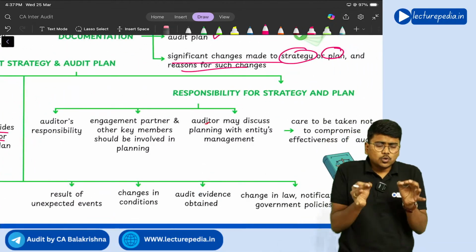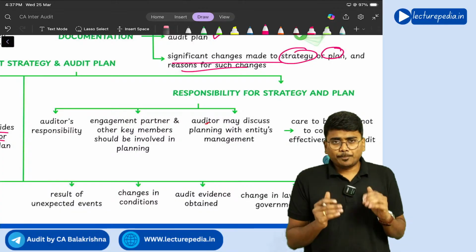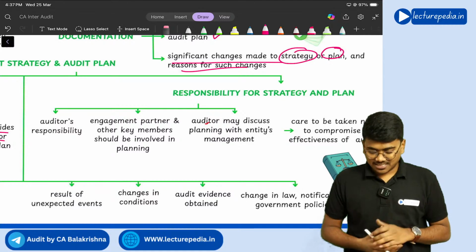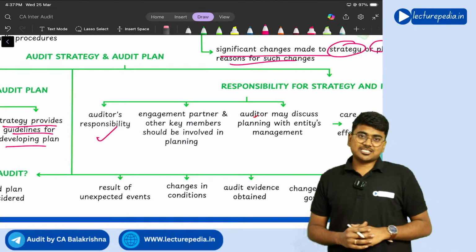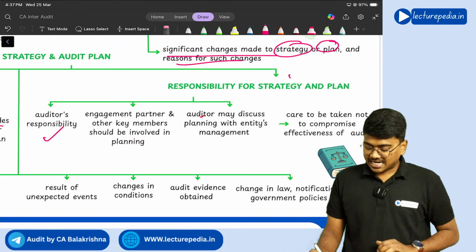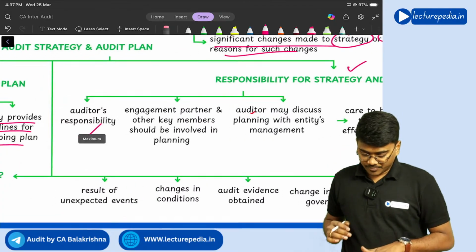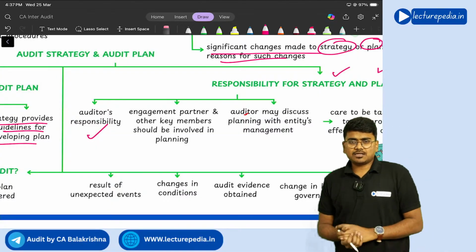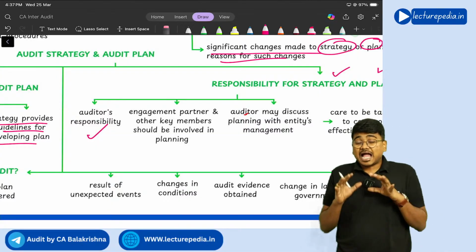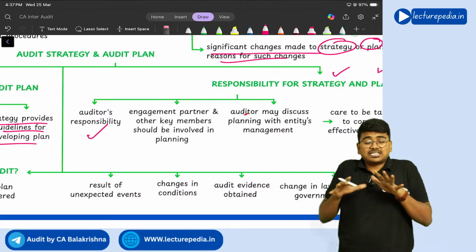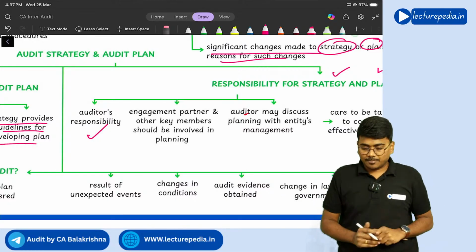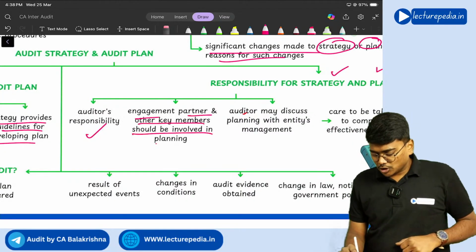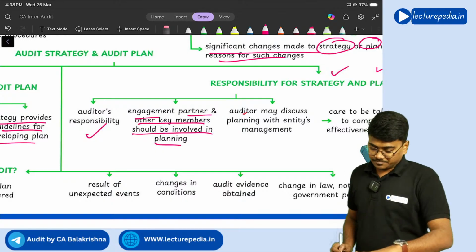Next, tell me whose responsibility it is to prepare audit strategy and audit plan. Of course, it is the responsibility of the auditor, right? So it is the auditor's responsibility to prepare strategy and plan. And who will be involved in developing audit strategy and audit plan? See, the engagement partner along with key engagement team members. Together they will prepare the audit plan and strategy. The engagement partner and other key members should be involved in planning.